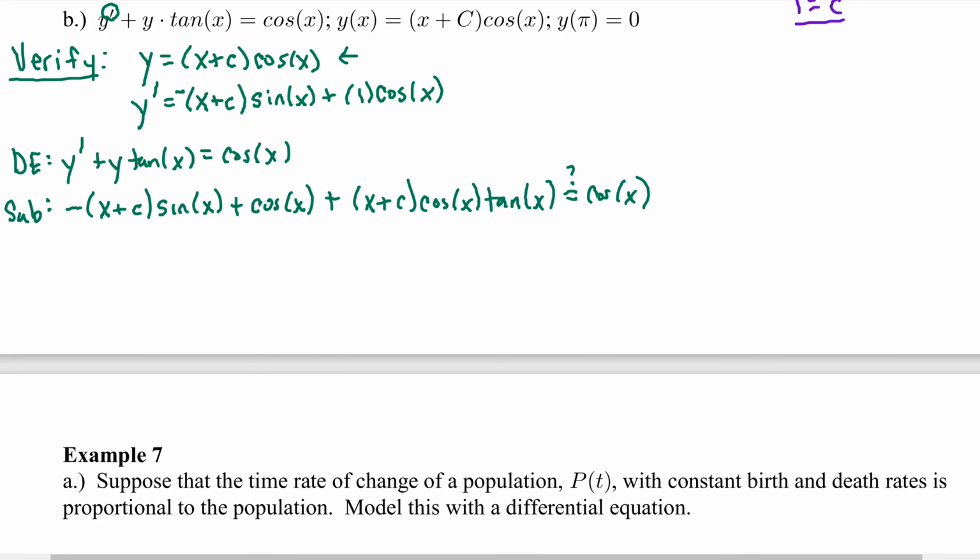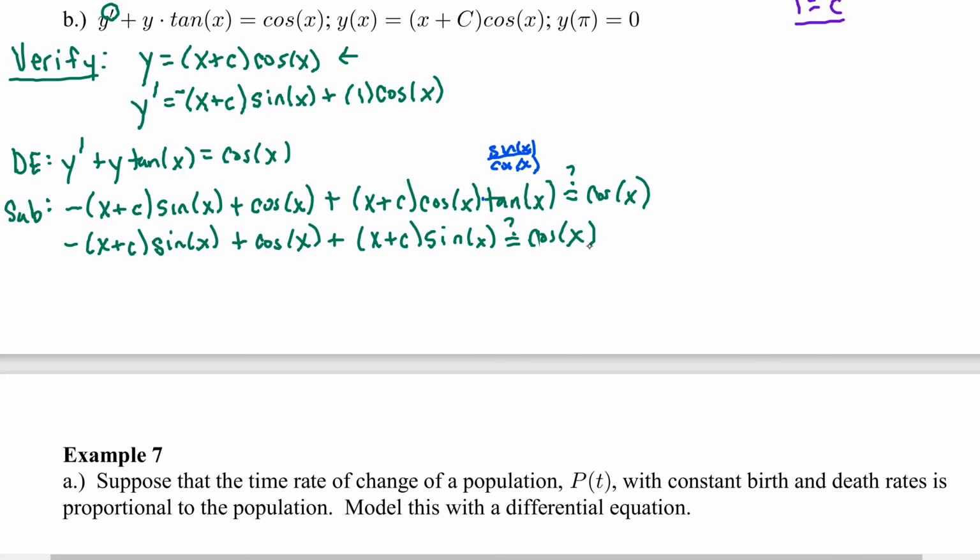Now, if we look at this last term here, we have cosine times tangent. Recall that tangent is sine of x over cosine of x. So if we have cosine of x times sine over cosine, the cosines would cancel, yielding just a sine of x term. So we can simplify this as negative quantity x plus c sine of x plus cosine of x plus x plus c times sine of x. We want to know, is this equal to cosine of x?